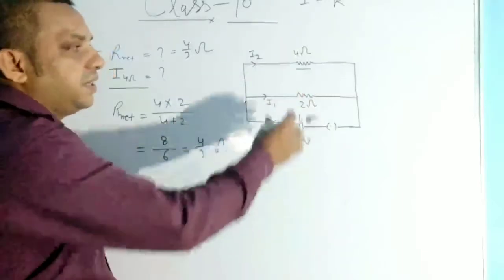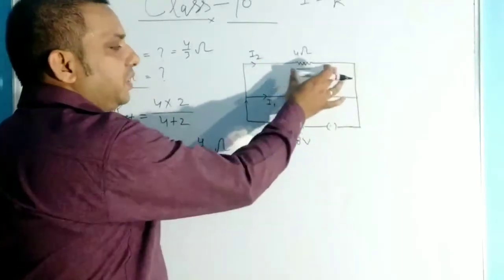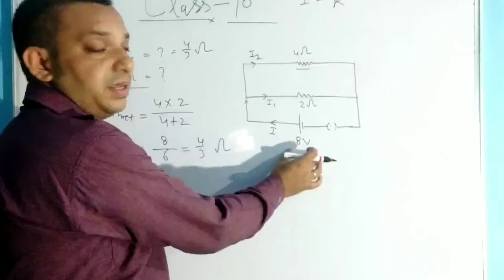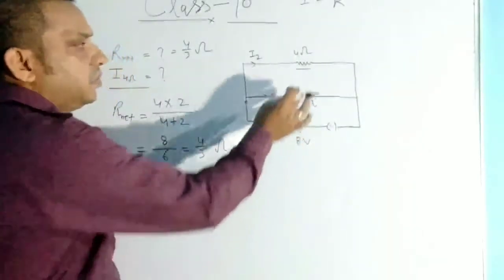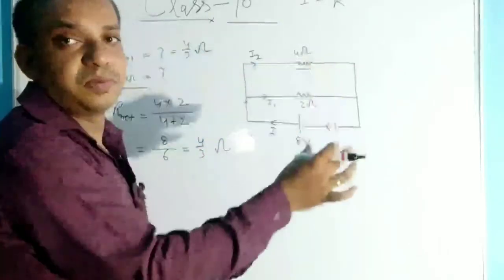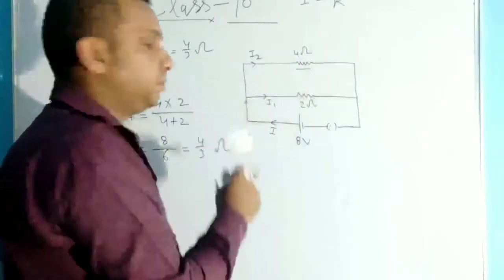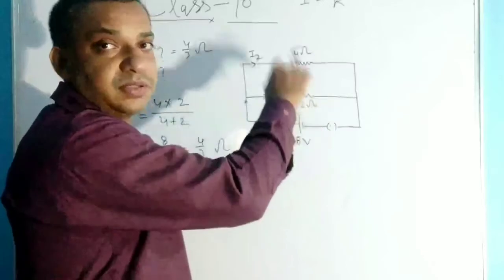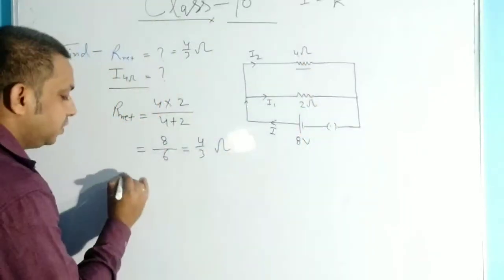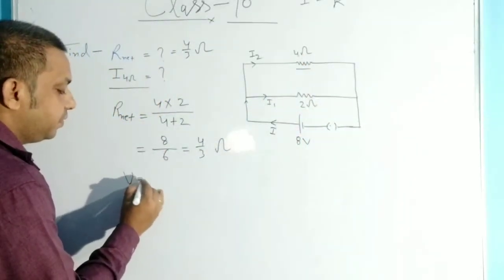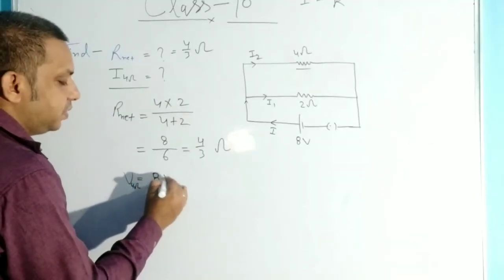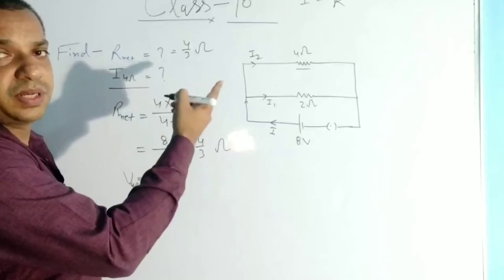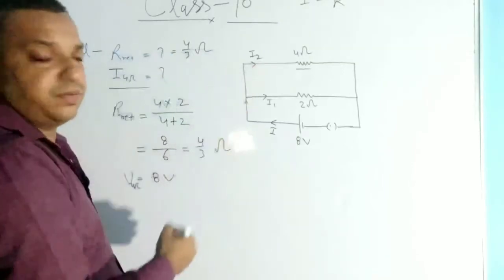Because these two are connected in parallel with the supply, and in a parallel combination the potential is constant, what is the potential across this 4 ohm resistor? 8 volt, right? Because it is the same. So the potential across the 4 ohm resistor is 8 volt. And what is the magnitude of the resistor? It's already given in the question, 4.